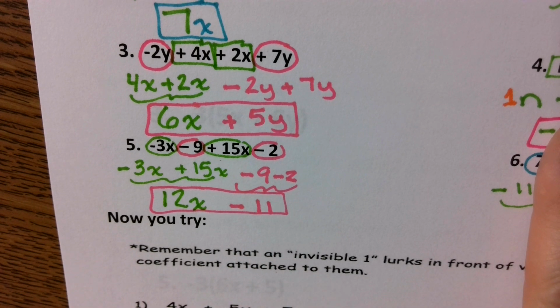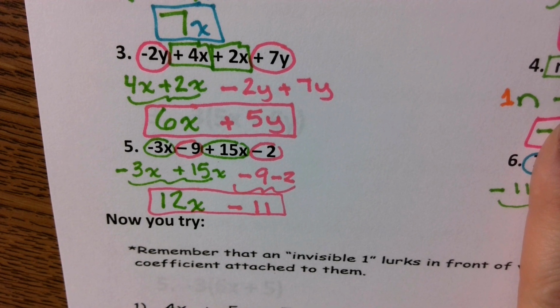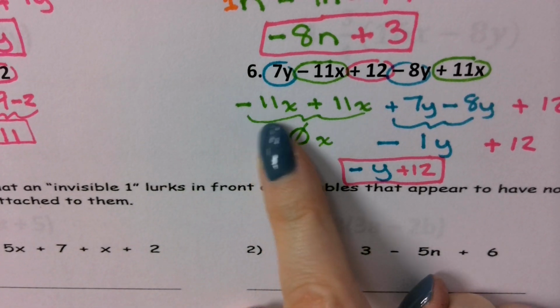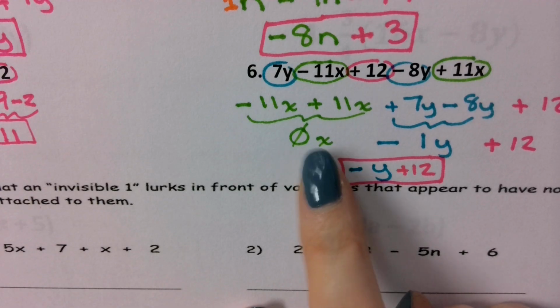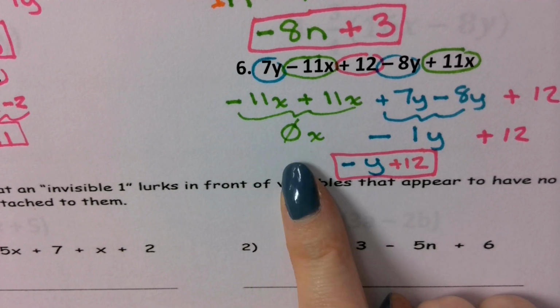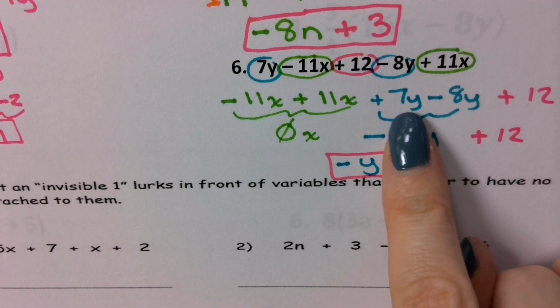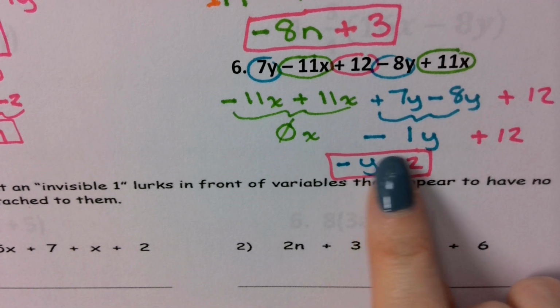And what did you get for the last one? Number 6. Negative y plus 12. Good. So if you take a look, the negative 11x plus 11x comes out to 0x. But I don't have to write 0x. 0x means that x no longer exists. It's gone. Okay? Then when we have 7y minus 8y, we get negative 1y.